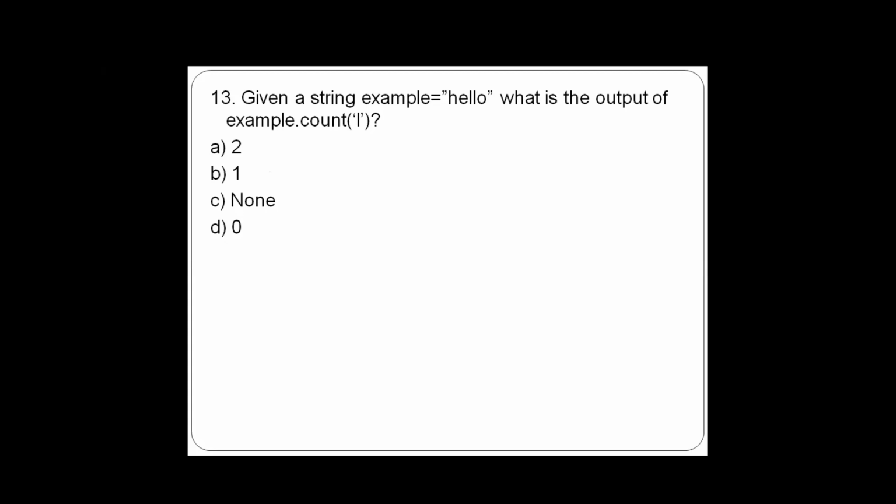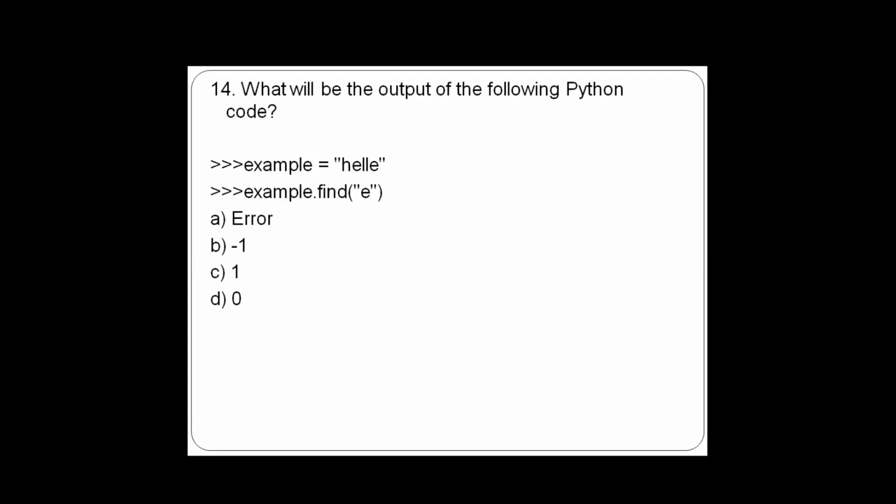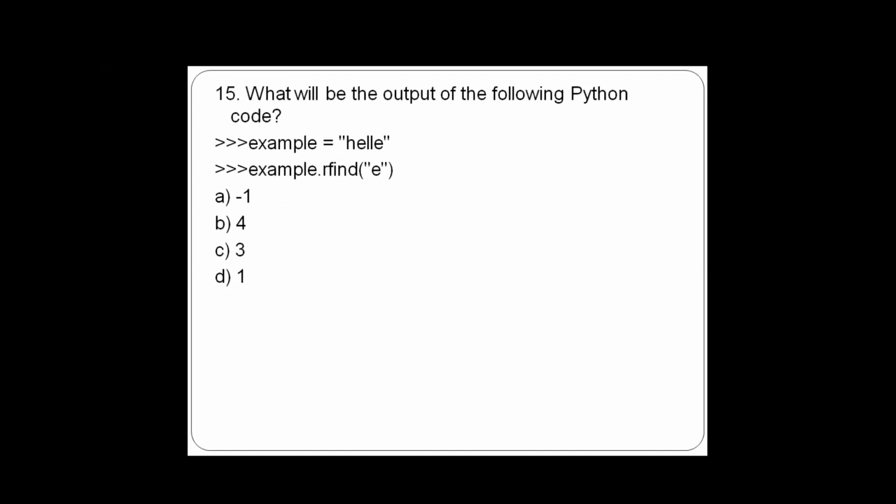Count of L, it's very simple, 2. Find of E, what does your find function do? It finds the first index, right? So it is 1. Then the next one: four, madam. 4. Or -1, ma'am.